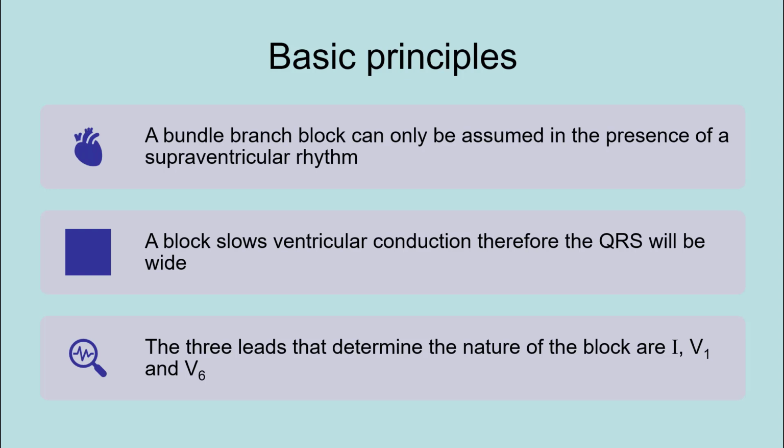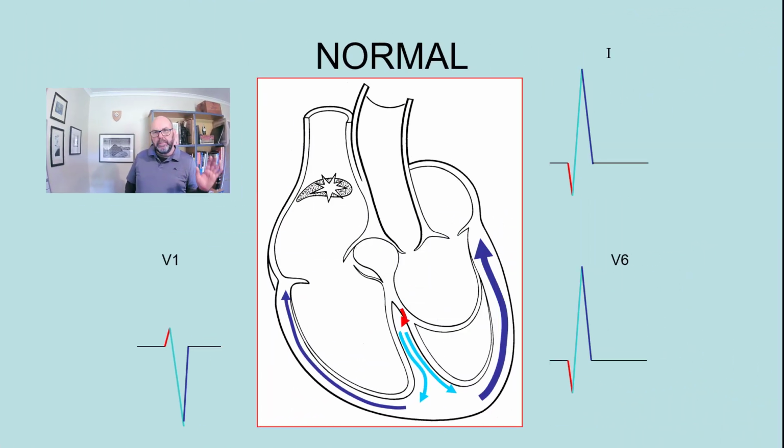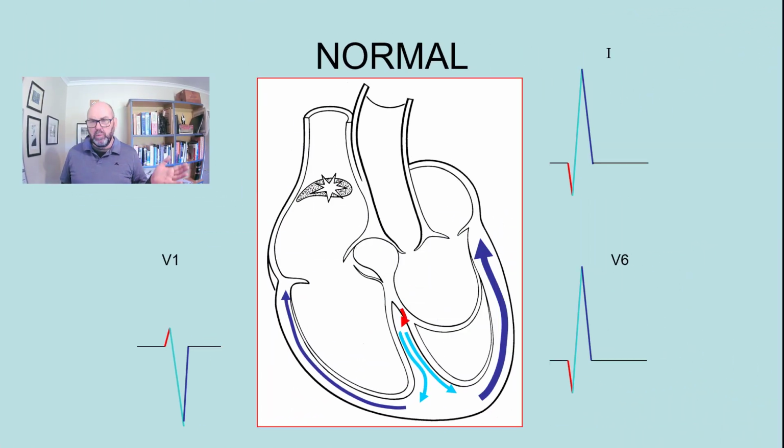And reassuringly, when it comes to the differentiation of bundle branch blocks, there are really only three leads that we need to consider. We're going to look at lead 1 and lead V6, the left-sided leads that are going to show a similar pattern. And what we're going to do is compare that with a right-sided lead, in this case V1, to make the final determination.